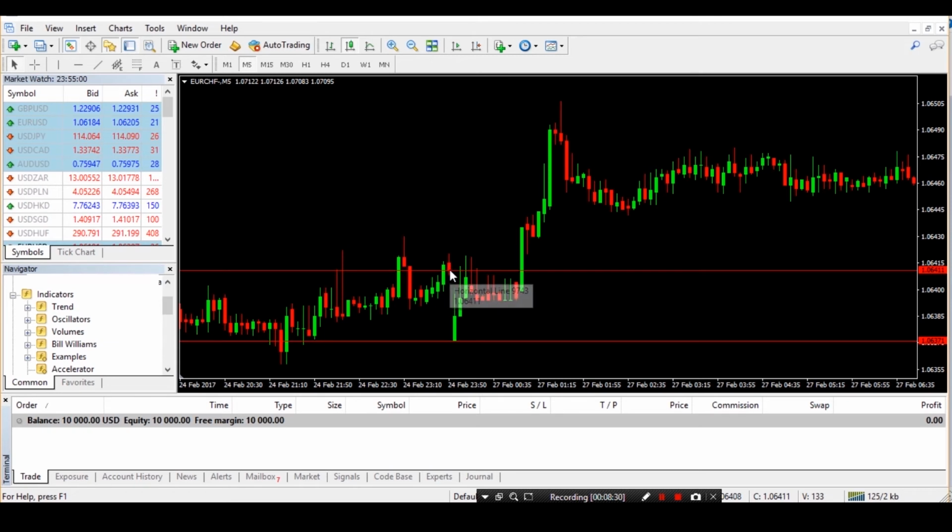So we know that price after it gapped had to come all the way to the top here and touch this price right here in order to close this gap. And as you can see, that has been done.